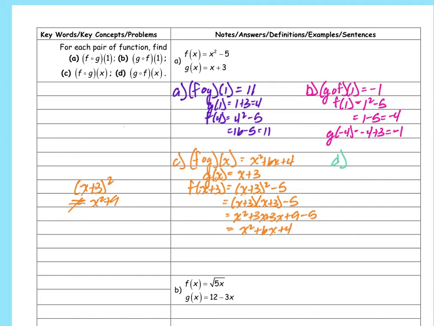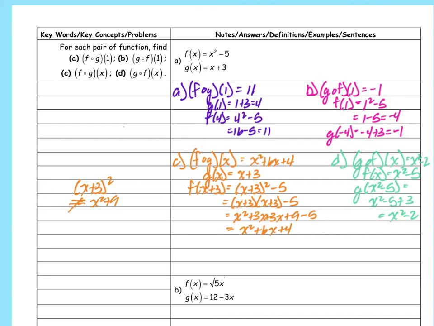And so D says, what does D say? G of f of x. So I've got, let's see, f of x is going to be x squared minus 5. I'm going to run out of room. And g of x squared minus 5 is going to equal x squared minus 5 plus 3, or x squared minus 2. I don't know if I can write that up here. Barely. I can barely get it up there. Okay, x squared minus 2.